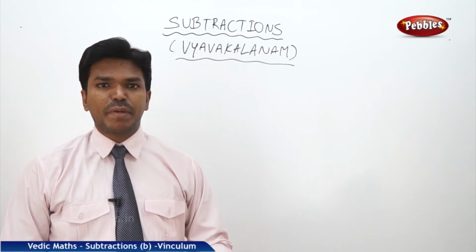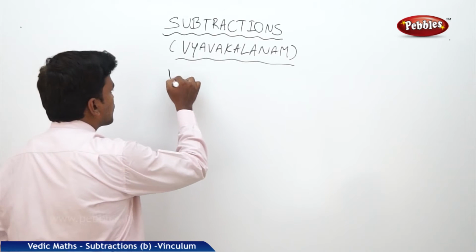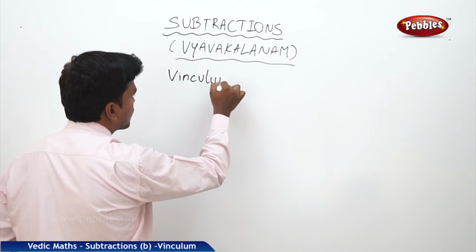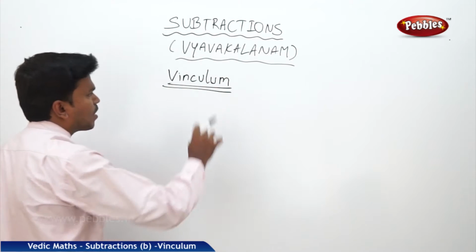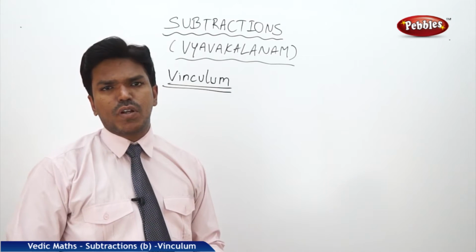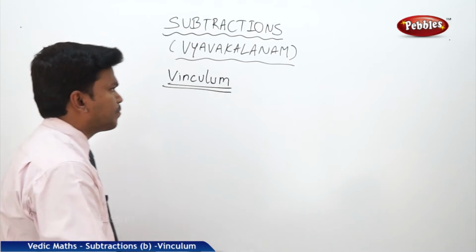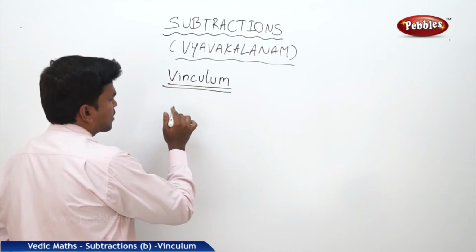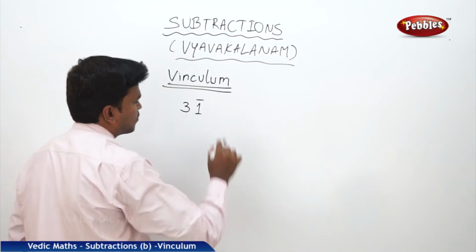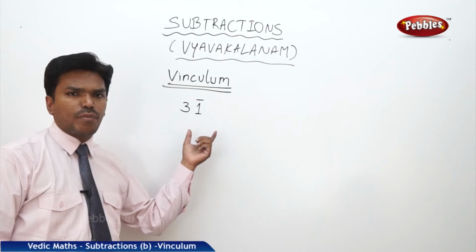Now one more part of the basics for subtraction, that is Vinculum. What is the use of this Vinculum and how can it be established? Now see here, suppose a number is like this: 3 1 bar. Actually, this is not a normal number.